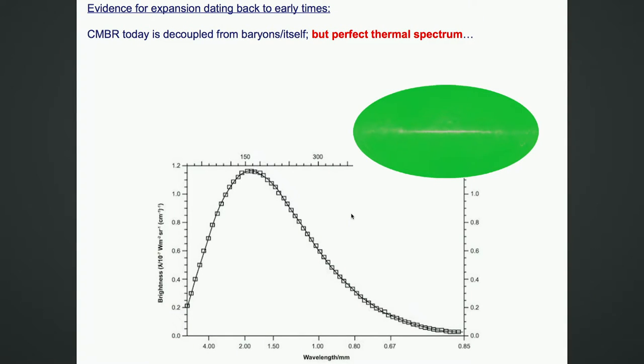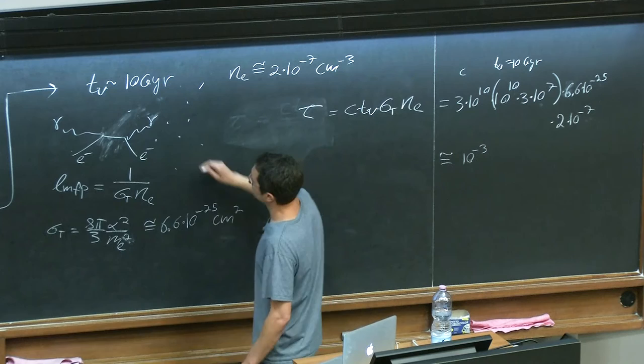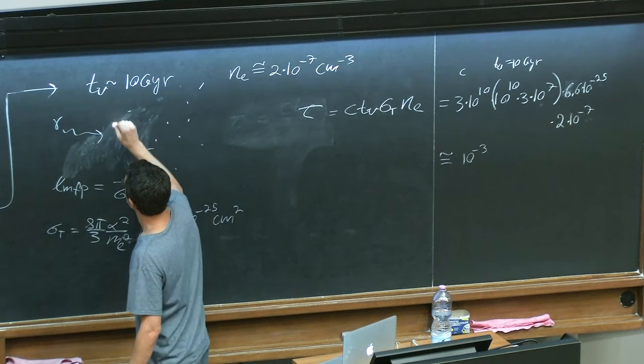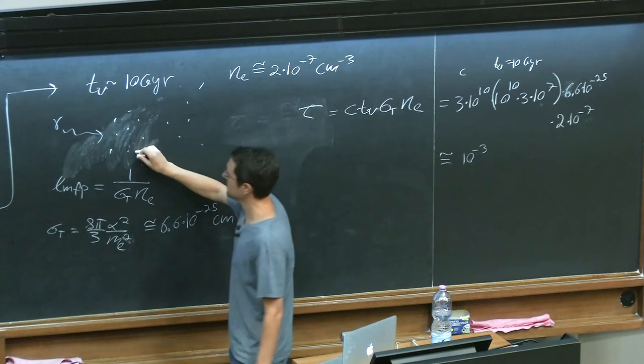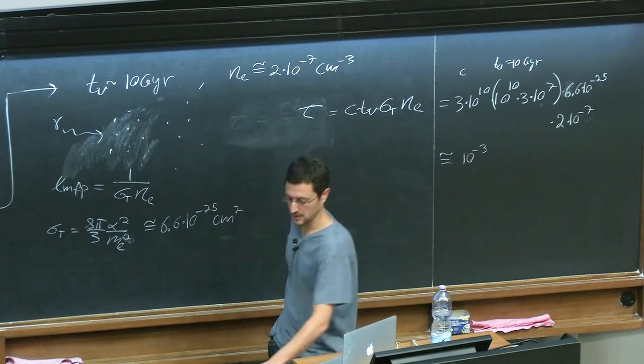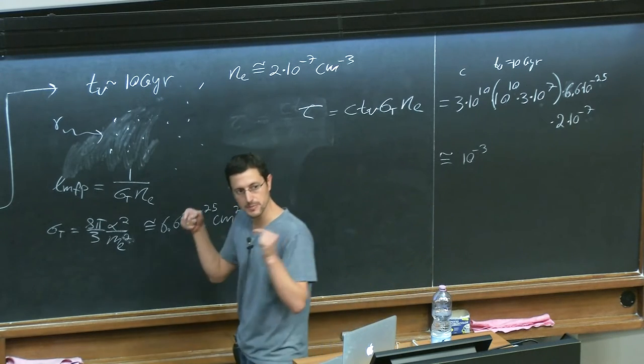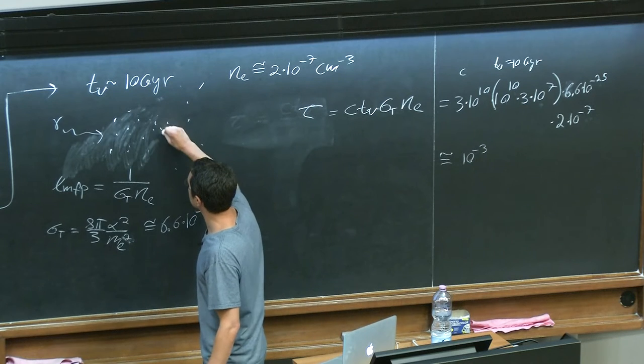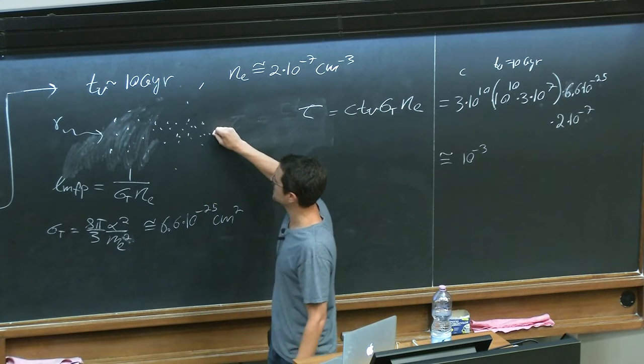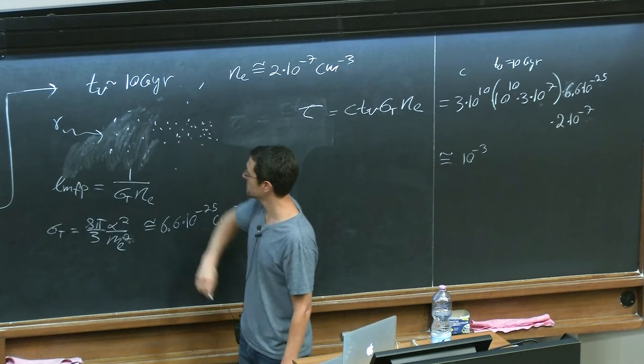Expansion will solve this for us. The way that expansion will solve this is that when we did this estimate of how many collisions we will have over the age of the universe, we considered the local density, or the current density, of electrons. But when we rewind the wheels back, when we take expansion backwards, it becomes contraction. And so the density of electrons becomes more and more dense as time goes backwards.